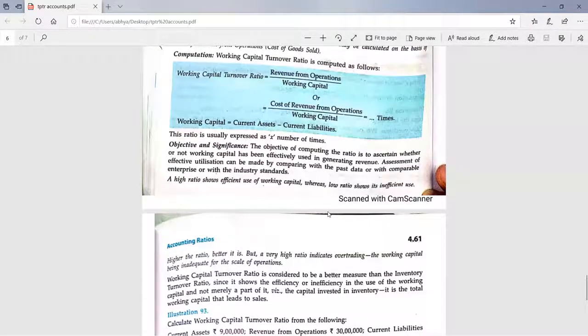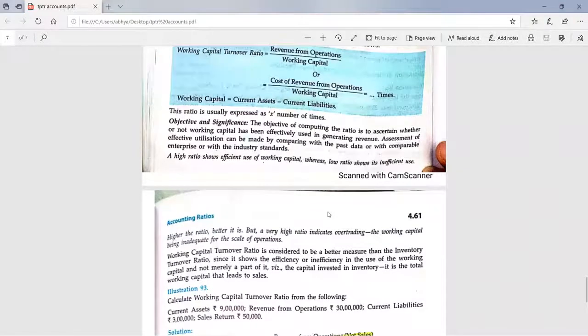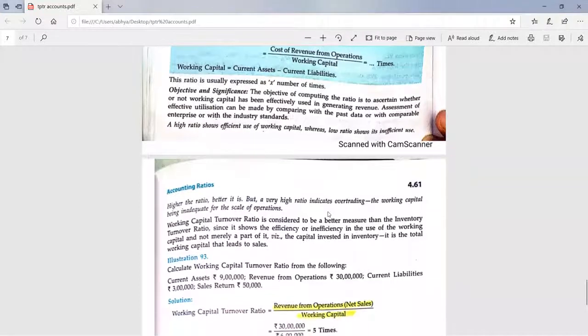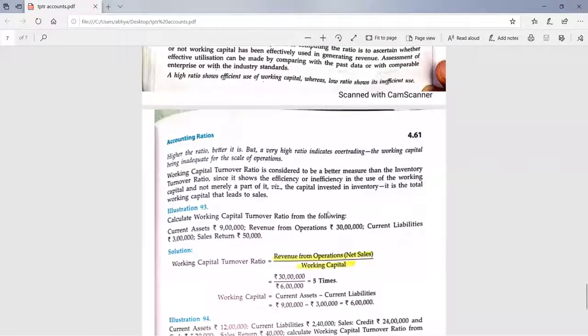So in turnover ratios, we did 4 ratios, and in every ratio, higher ratio is better ratio, which means the effective utilization of current assets as well as of the inventory and of the trade receivable. All of these are current assets, but the only one ratio was there which was lower better. Which ratio?